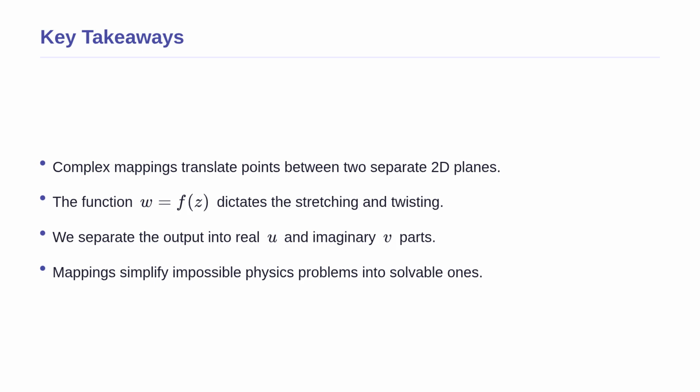Let us summarize the key takeaways from our journey today. First, remember that complex mappings are mathematical translation tools that convert points from an input grid to an entirely separate output grid, because we cannot visualize 4 dimensions at once. Second, the mapping function dictates exactly how shapes warp, stretch, and move. Third, by separating the output into real and imaginary parts, we can track exactly what happens to any geometric shape.